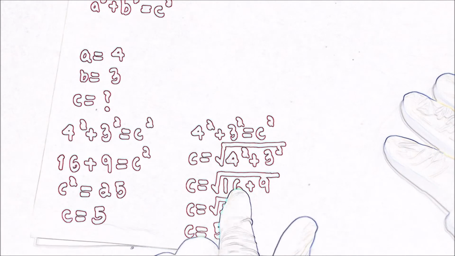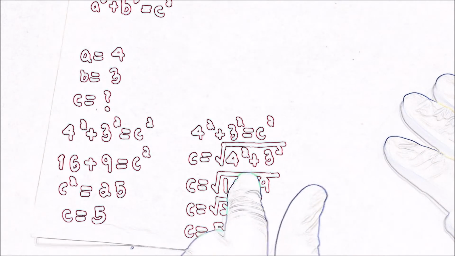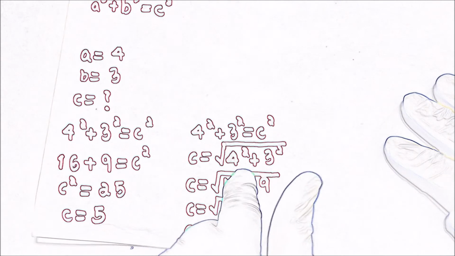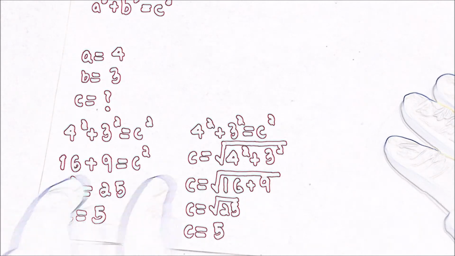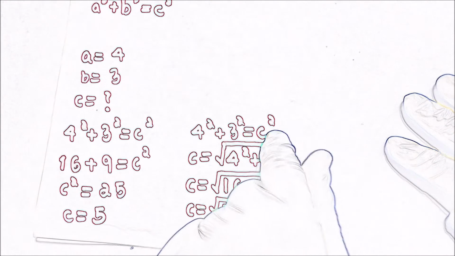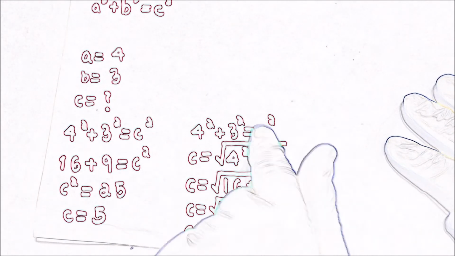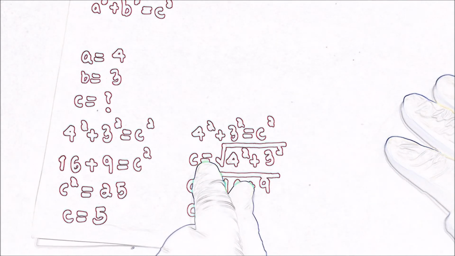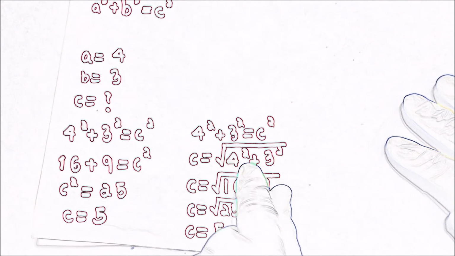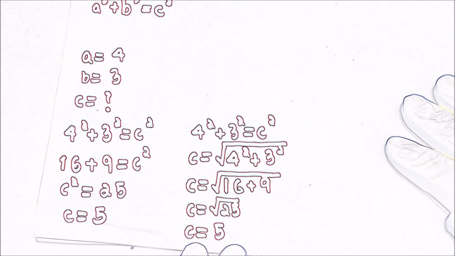This is another way to solve Pythagorean theorem, but I would recommend you use this if you have a calculator, because it would simplify a lot of steps that I used here. So 4 squared plus 3 squared is C squared, and then you just have to square root both sides to isolate C. So C would be square root of 4 squared plus 3 squared. You just have to plug this into the calculator and you will get this value.